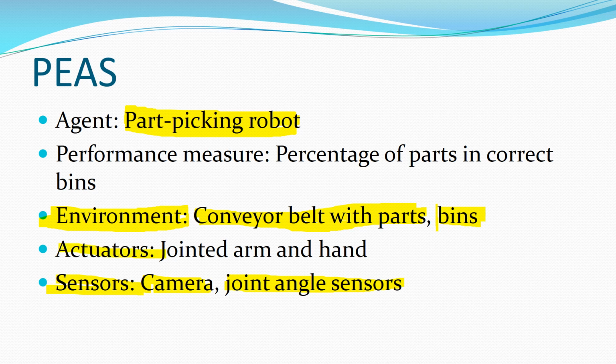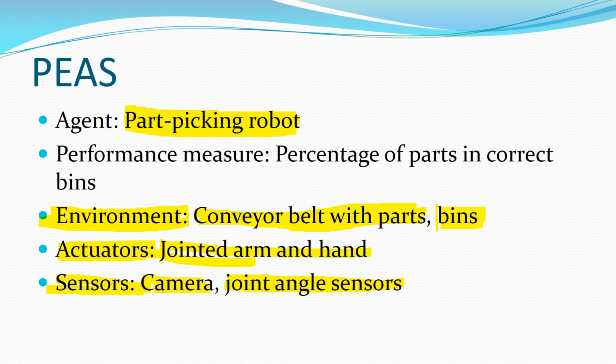Now, according to that, the actuators are developed. So the actuators are the things which are going to work in the environment. So what may be an actuator here? The actuator is the jointed arm and hand through which the robot is going to pick up the part and put it in the particular bin. So this is what an actuator is.